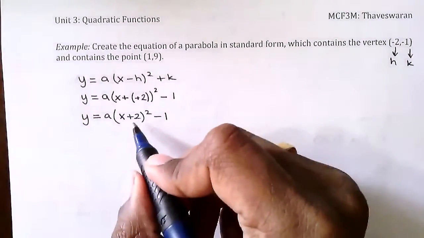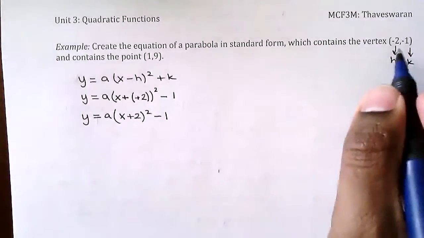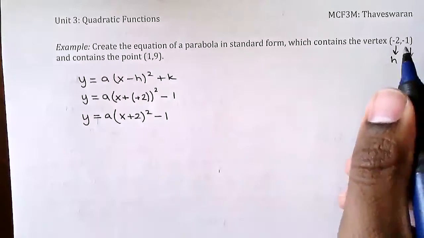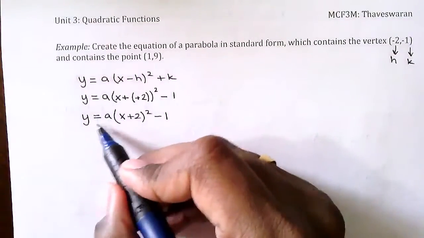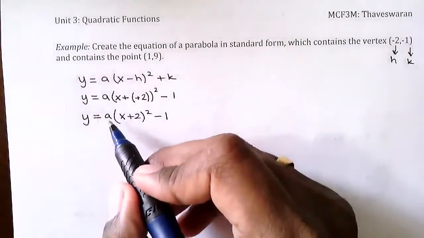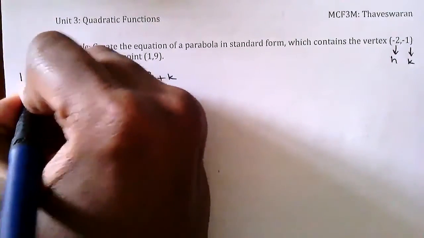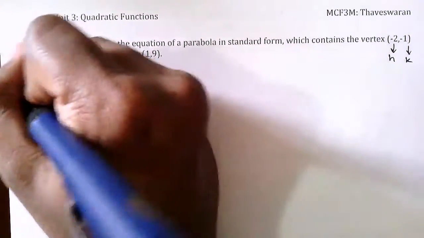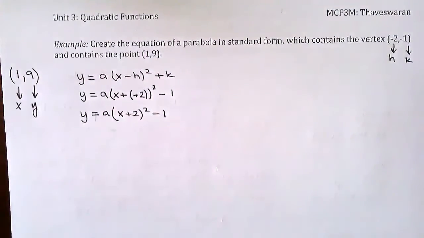Again, check your work. If I was to read the vertex off of this, I have a 2 here, so I take the opposite, negative 2, and I have negative 1. So I know I'm on the right track. Again, this is the family of equations. I want to find a specific member, so I need the point. So I have the point 1, 9. The 1 is my x, the 9 is my y.